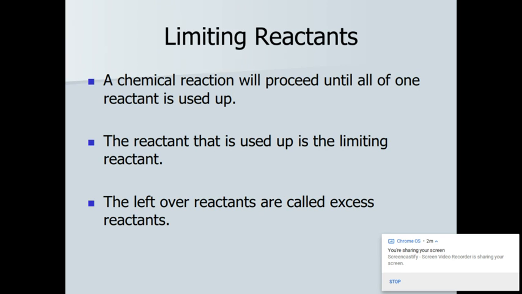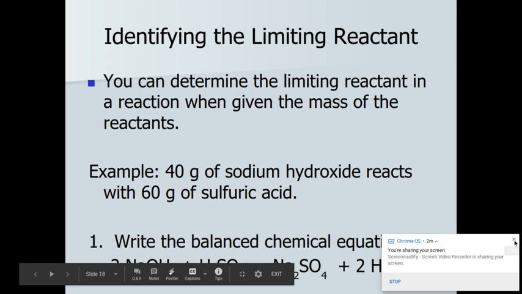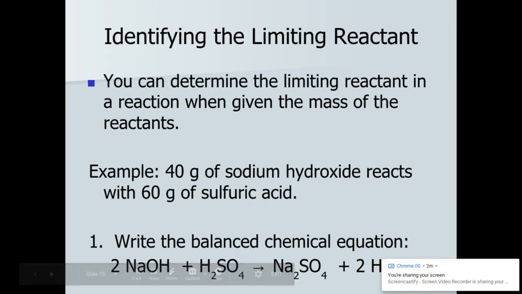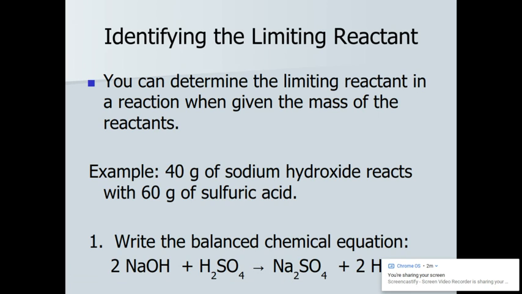Okay, so here we go. Let's take a look at a problem. You can determine the limiting reactant in a reaction when given the mass of the reactants. So you can use mass. For example, here we've got 40 grams of sodium hydroxide, that's NaOH, down here at the bottom, which reacts with 60 grams of sulfuric acid, that's H2SO4, also at the bottom, and it makes products like that.